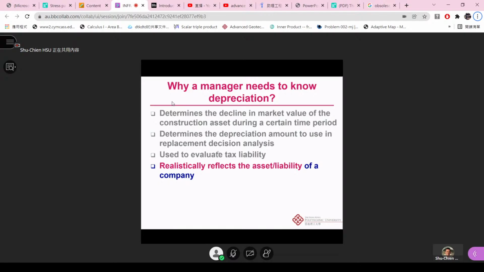It can also be used to evaluate the tax liability, and realistically reflects the asset liability of a company. Okay, so for the tax that the construction company needs to pay, those assets will also be taken into account. All right.